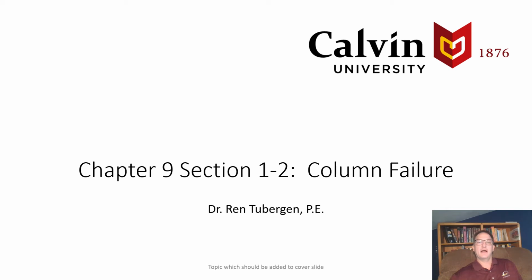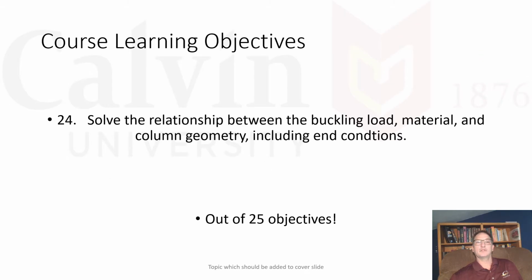Engineering 305, this is Chapter 9, Section 1 and 2 on column failure. The course learning objective for this section is number 24, which is to solve the relationship between the buckling load, material, and column geometry, including the end conditions. And that's not all going to be done in this lecture.